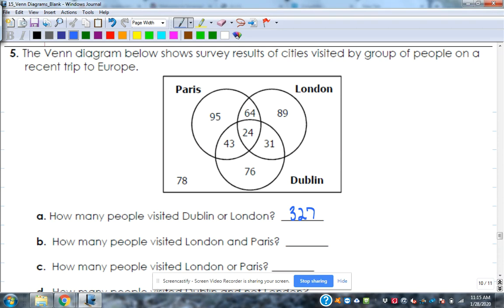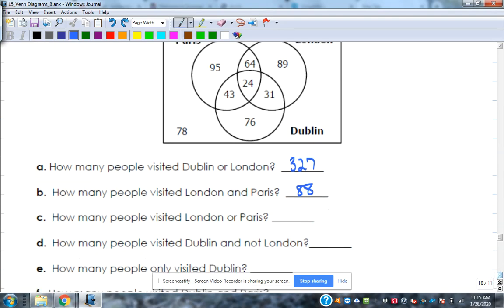How many people visited London and Paris? I got 88. I got 88 because London and Paris is that little space. It doesn't matter because the only people in the conversation were London and Paris. Dublin just happened. They went to London and Paris. They just happened to have gone to Dublin too. But the question asked about London and Paris. If it had said only in front of it, then that would have been the 64.